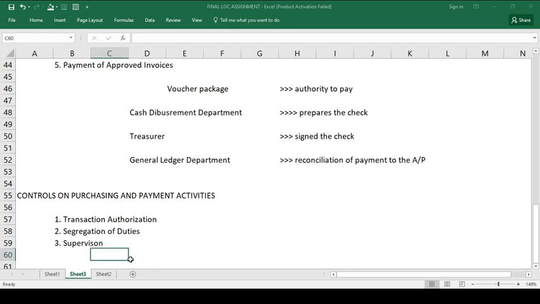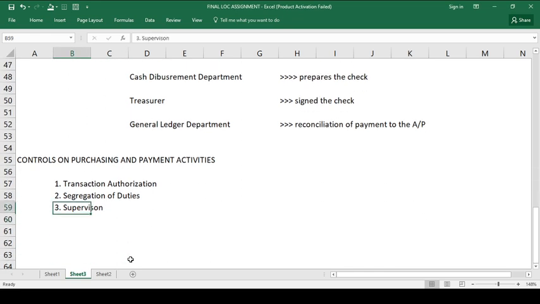Okay. Next is another control in the purchasing and payment activities, yung tinatawag nating accounting records. Why are accounting records a control on the purchasing and payment activities? Accounting records will give us audit trails for the purpose of audit review. The accounting records will provide us the story that happened on that particular transaction. Audit trail, that's the purpose of accounting records.